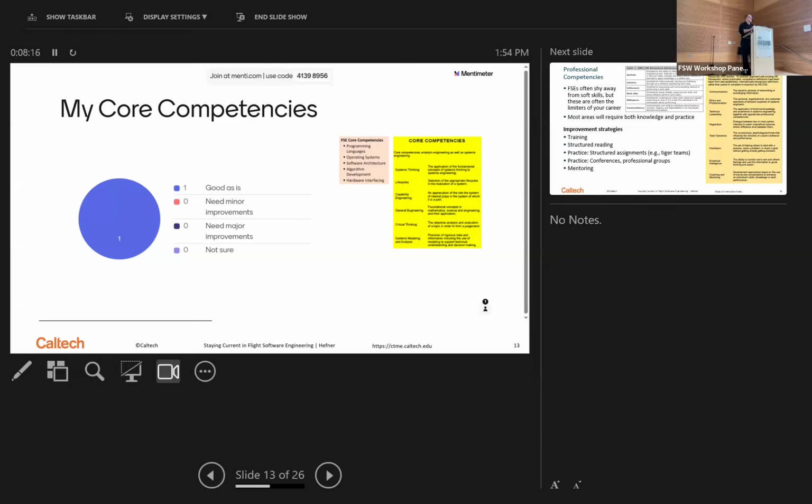Also, let me say that if you're a supervisor of flight software engineers, it would make sense to go off and talk to your team and maybe use these competency models or something similar to assess the competencies of your team, and maybe use that to help them chart their career a little bit. It's a great mentoring tool.